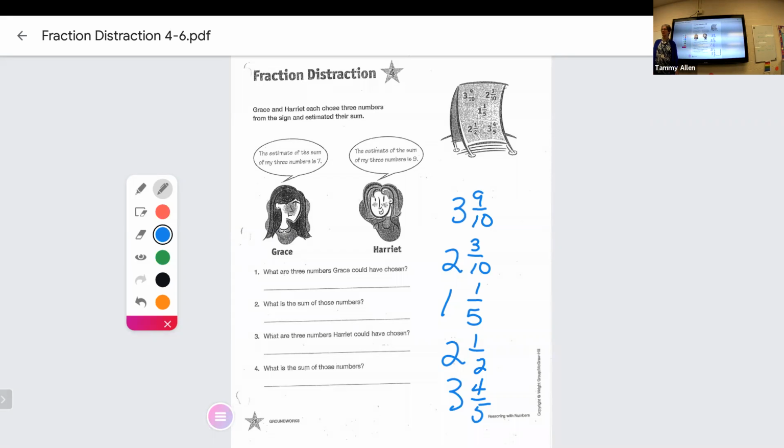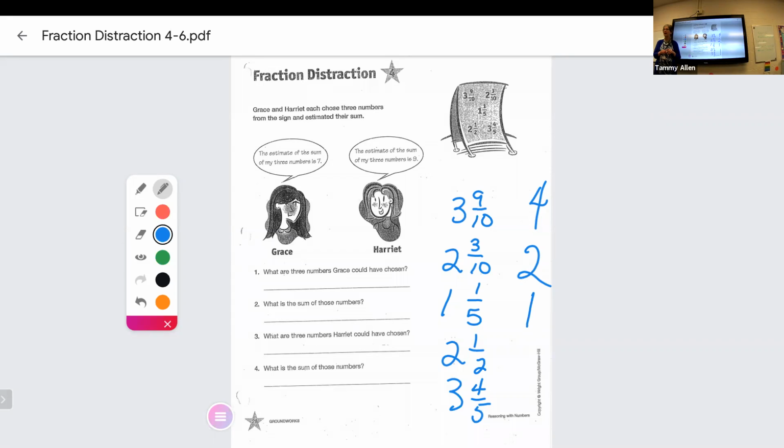3 and 9/10, what would we round that to? 4. Why 4? Okay. 9 out of 10 is almost the next whole amount. Okay. 2 and 3/10, what would we round that to? Because? Okay. 5/10 is halfway, so 3/10 would be less than half. 1 and 1/5, what would we round that to? Okay, 1/5 is hardly out of the gate, right? Okay, 2.5 out of 5 is a halfway point.